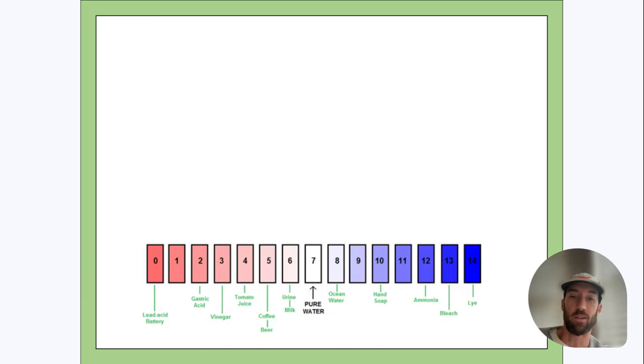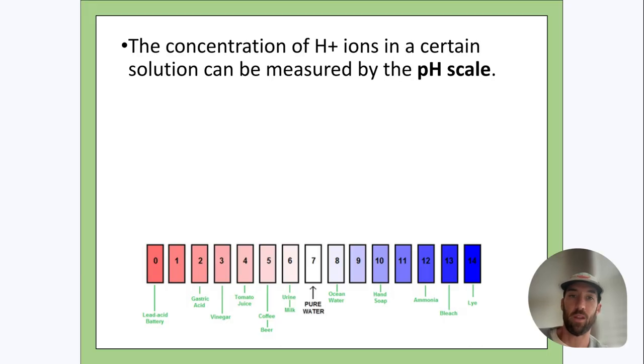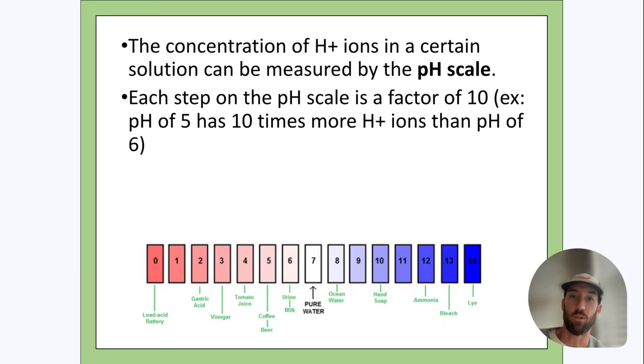And here's a chart. You may have seen something like this before. We give water, which is neutral, the number 7. So that's a 1-to-1 solution. Each step on the pH scale is a factor of 10. So, for example, a pH of 5 has 10 times more hydrogen ions than a pH of 6. And so a pH of 4 has 100 times more hydrogen ions than a pH of 6 because it's 10 times 10. Okay, so that's how that works.